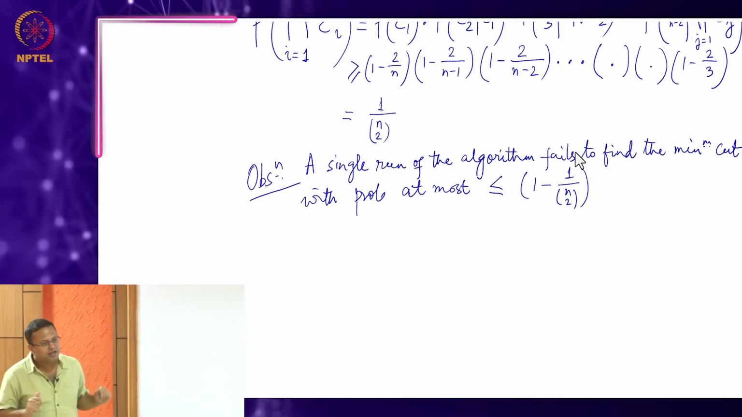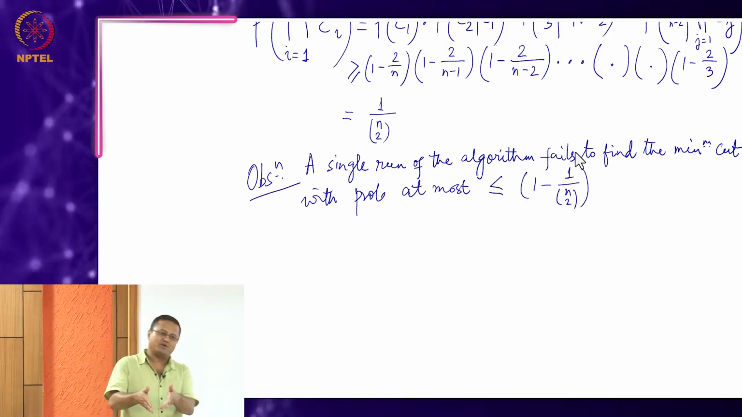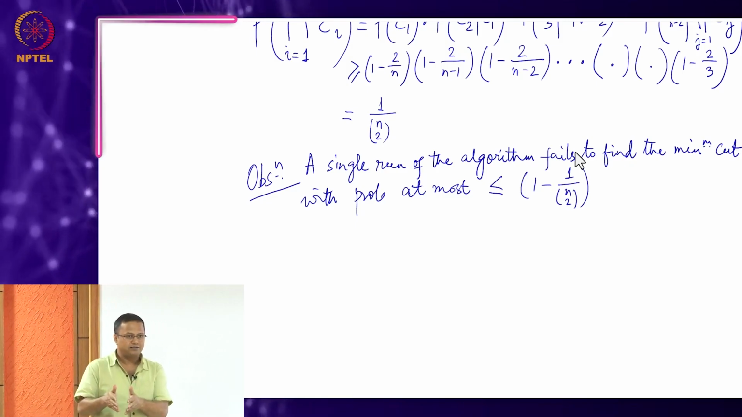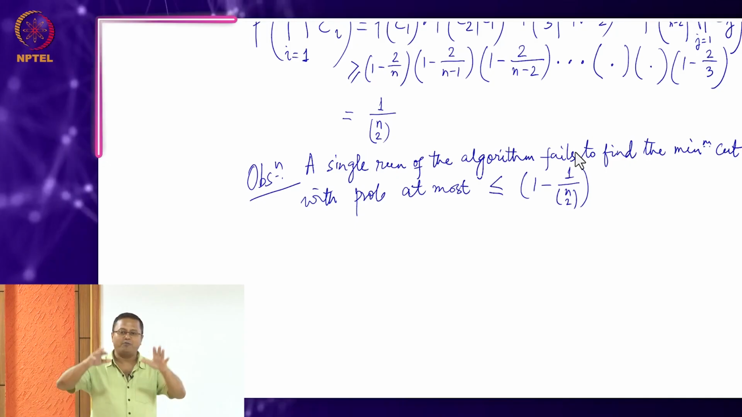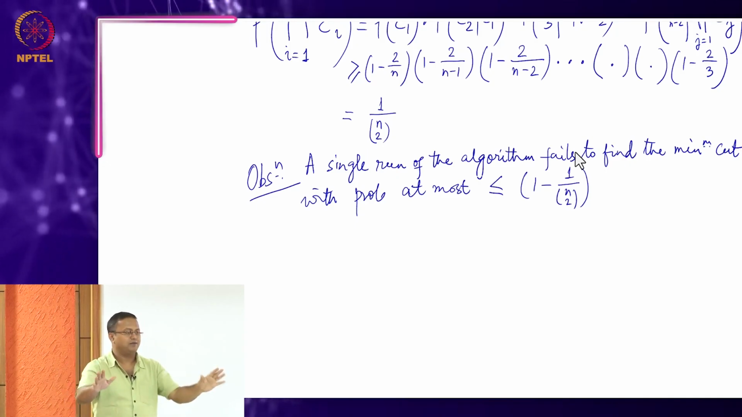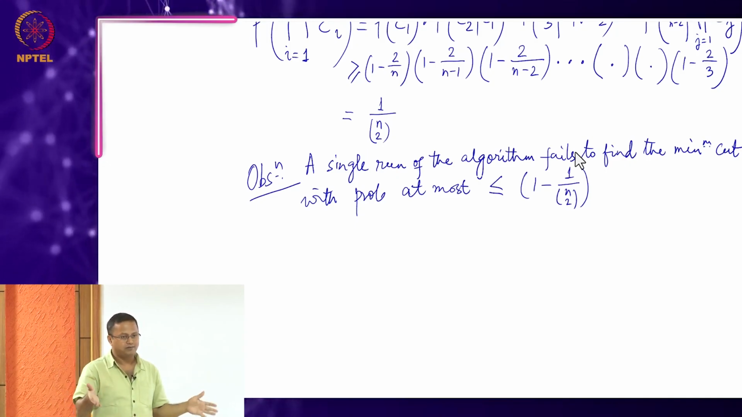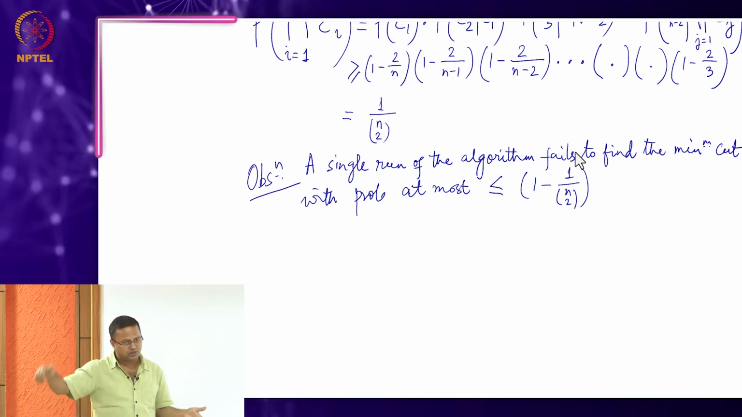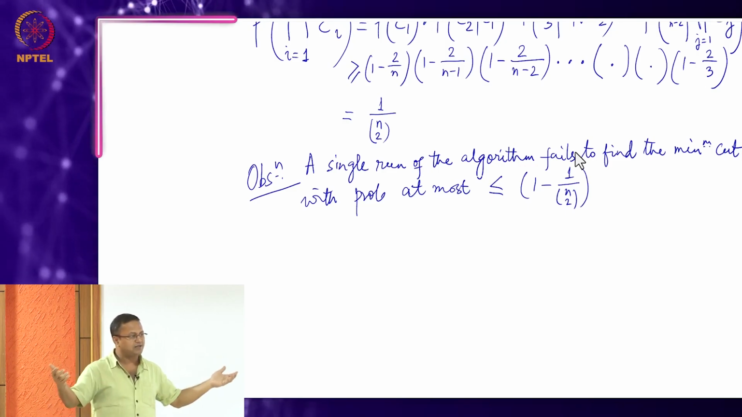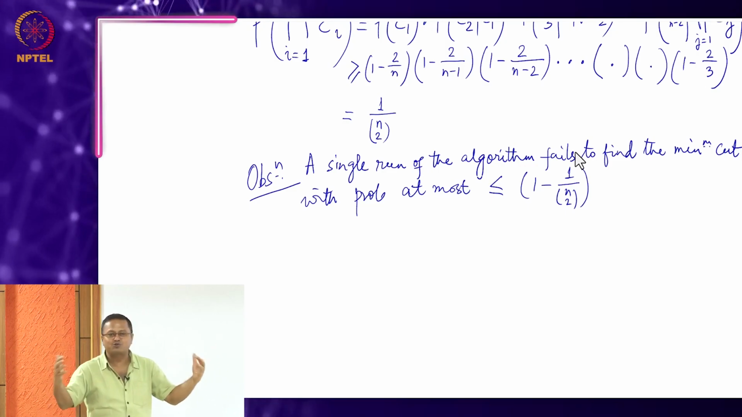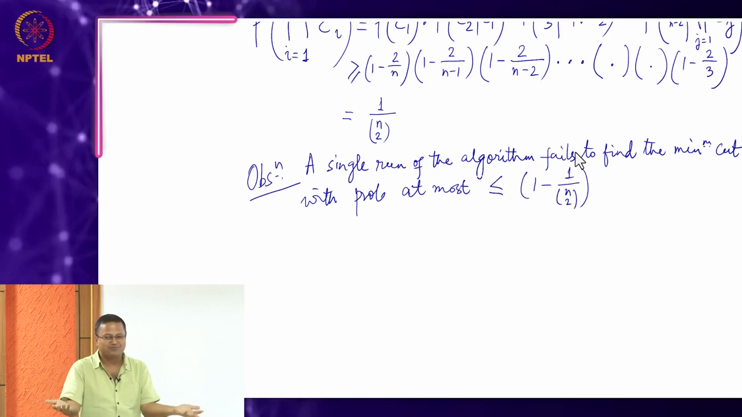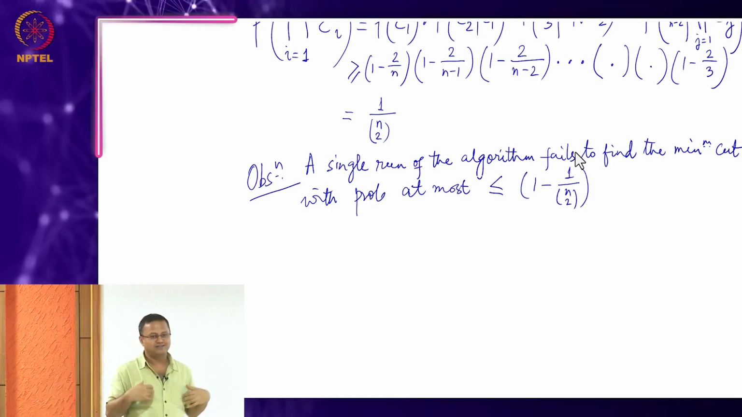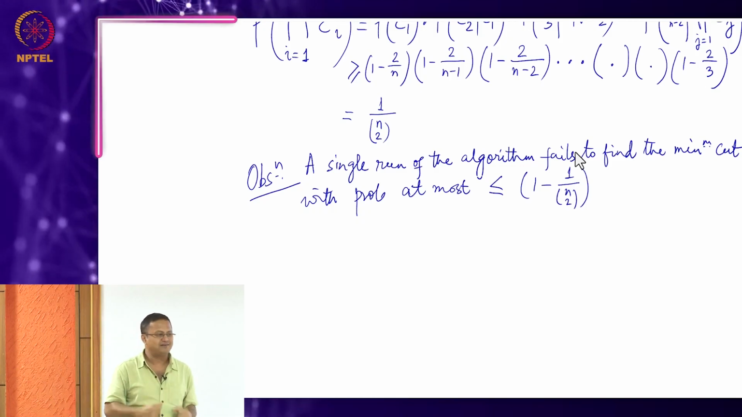But you should at this point of time tell me what the hell you are doing. You know, if n is large, you are saying that with almost probability 1, you have failed, right? Because as n grows large, 1 by n choose 2 goes down, and then you are saying that with a probability of at most 1, you have failed. So what the hell have you done?